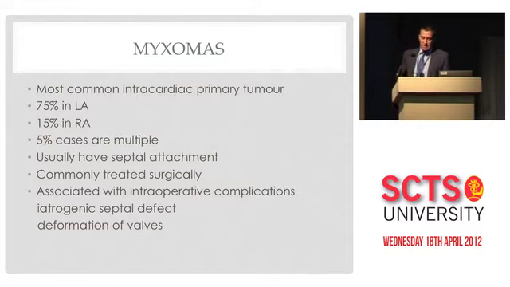Myxoma is the most common intracardiac primary tumor, as we said before. Most common in the left atrium, also occur in the right atrium. 5% of cases are multiple. I've never seen one of these. I'm not sure if anyone else would admit to seeing one. They do recur. They normally have a septal attachment and are commonly treated surgically. They can be associated with problems beforehand, such as pulmonary hypertension to a large occluding mass. And they can be associated with problems afterwards, iatrogenic septal defect, and deformation and damage to our valves, and I'll show you some examples of these.